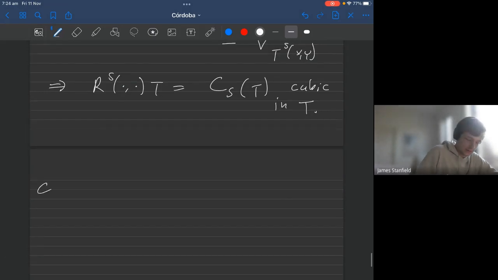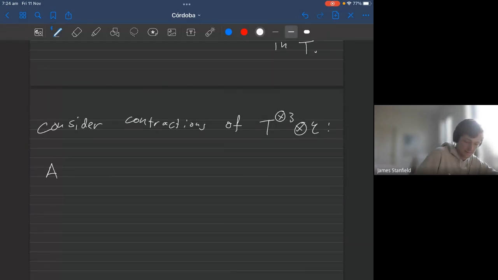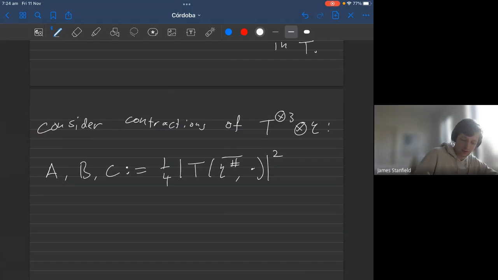So I'll consider contractions of, and we go a little bit higher order, T cubed tensor eta. Okay, so this turns out to be the right thing to do. So these are going to be functions. For example, C, which is the most important one, is the norm of this contraction here, squared. And these all map from M into C. In general, A and B are complex functions. C is clearly a real function.